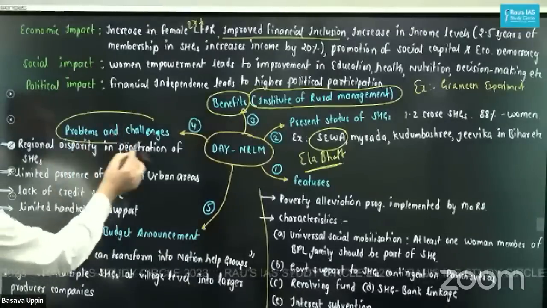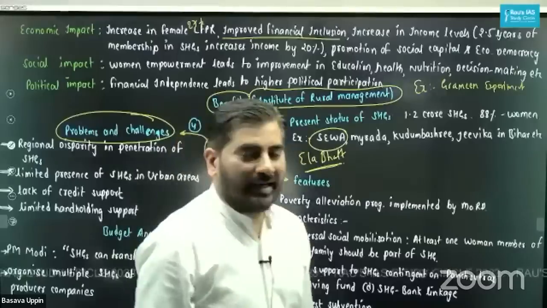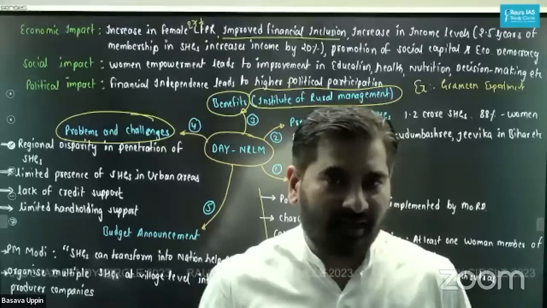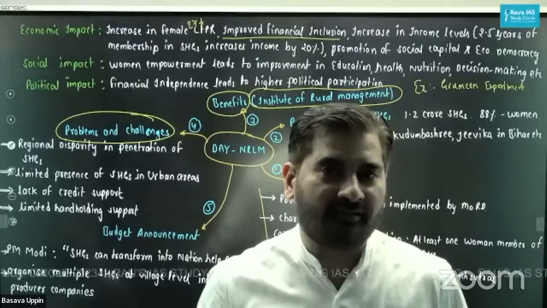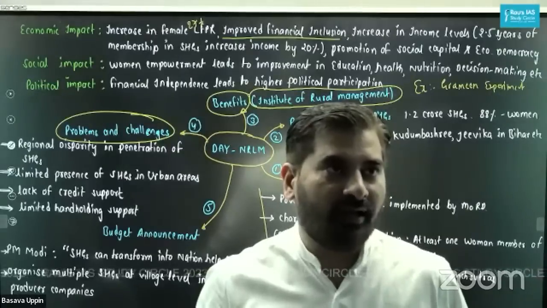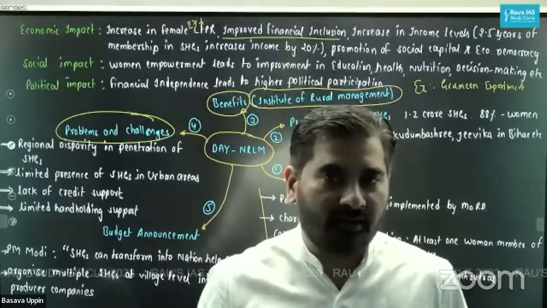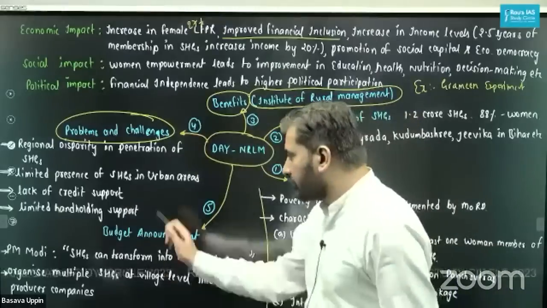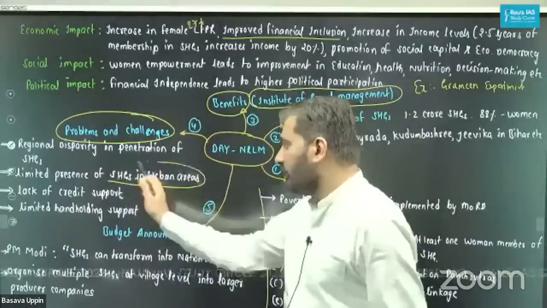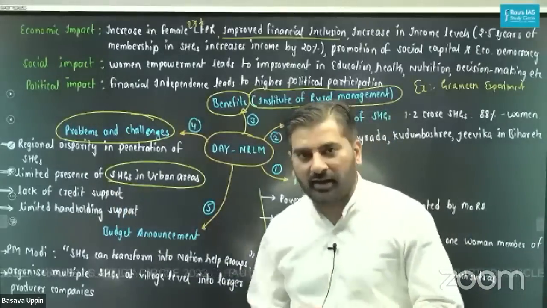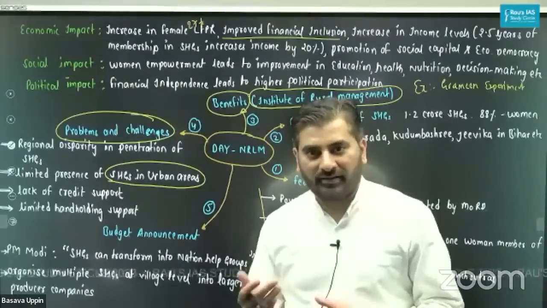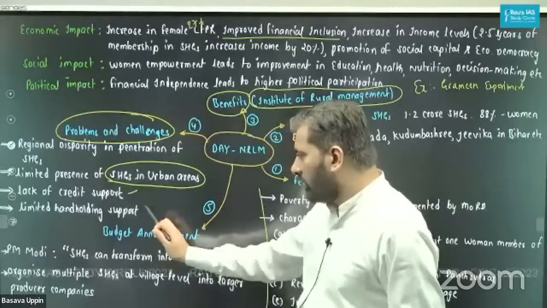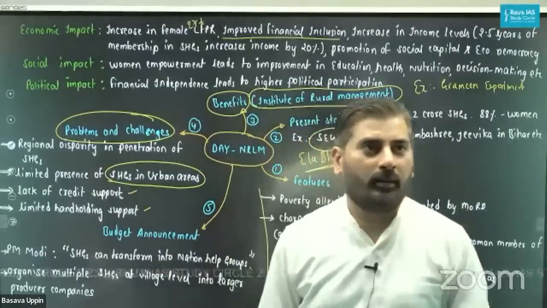In spite of these benefits, there are certain problems and challenges. You can see right now there is huge regional disparity with respect to penetration of SHGs. Right now it is being said that the SHG movement is more predominant in western and southern part of India. The SHG movement has so far not penetrated much the northern, eastern, and northeastern part of India. So that is one problem. Second is limited presence of SHGs in urban areas. We have not tapped the potential of SHGs in urban areas. So we can focus more upon development of SHGs in urban areas to realize its potential. Other problems are lack of credit support, limited hand-holding support, and so on.